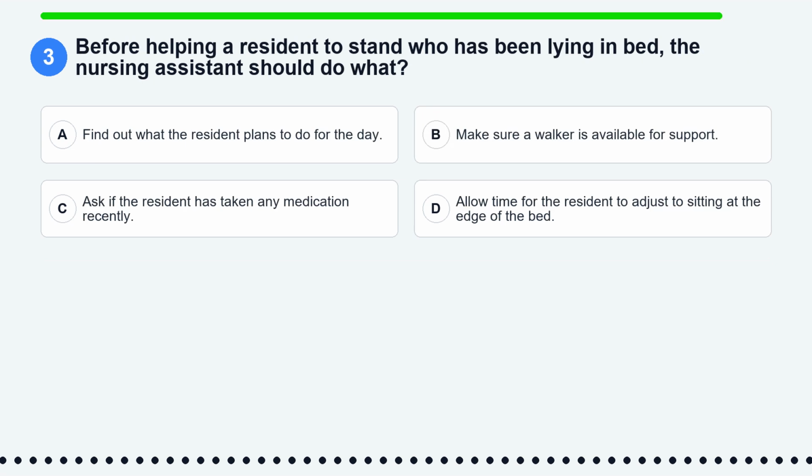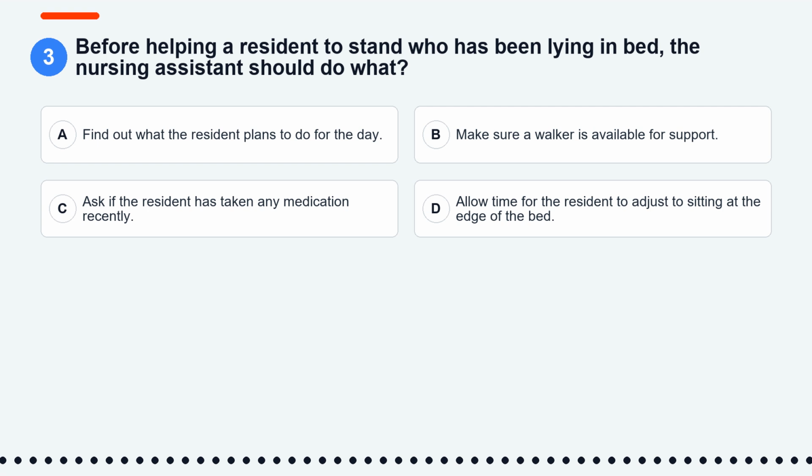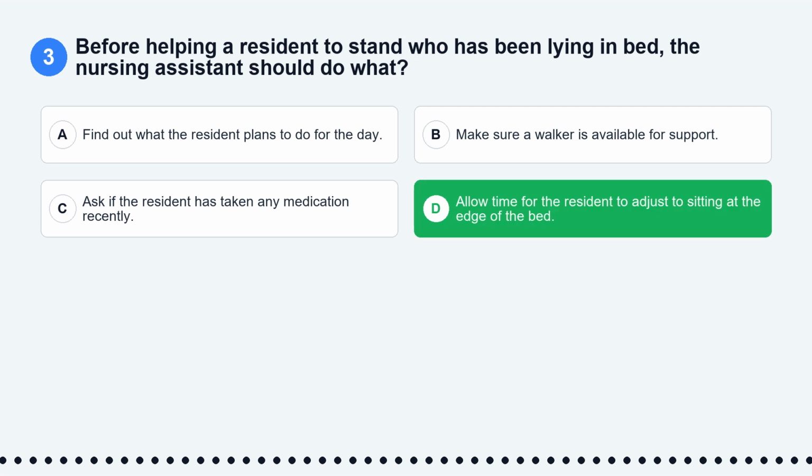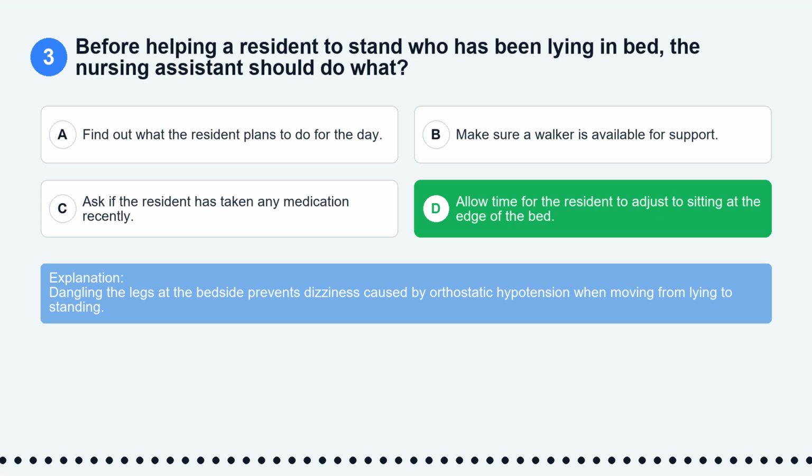Question 3. Before helping a resident to stand who has been lying in bed, the nursing assistant should do what? Option A, find out what the resident plans to do for the day. Option B, make sure a walker is available for support. Option C, ask if the resident has taken any medication recently. Option D, allow time for the resident to adjust to sitting at the edge of the bed. The correct answer is option D, allow time for the resident to adjust to sitting at the edge of the bed. Dangling the legs at the bedside prevents dizziness caused by orthostatic hypotension when moving from lying to standing.